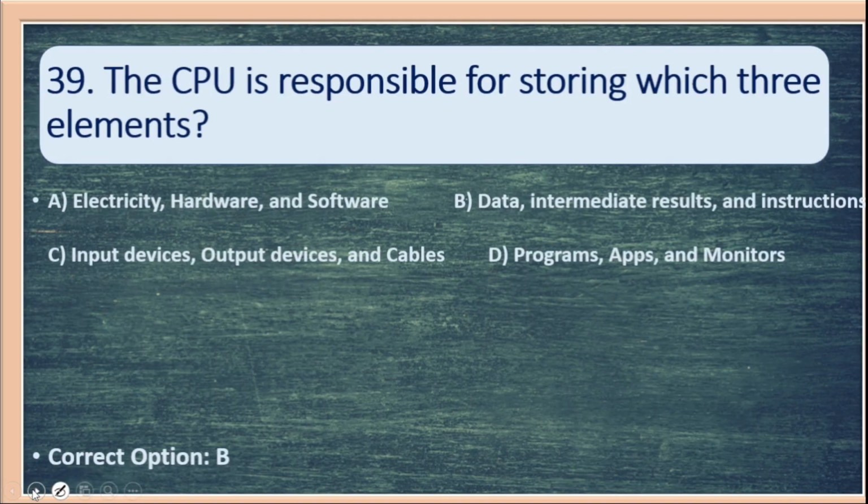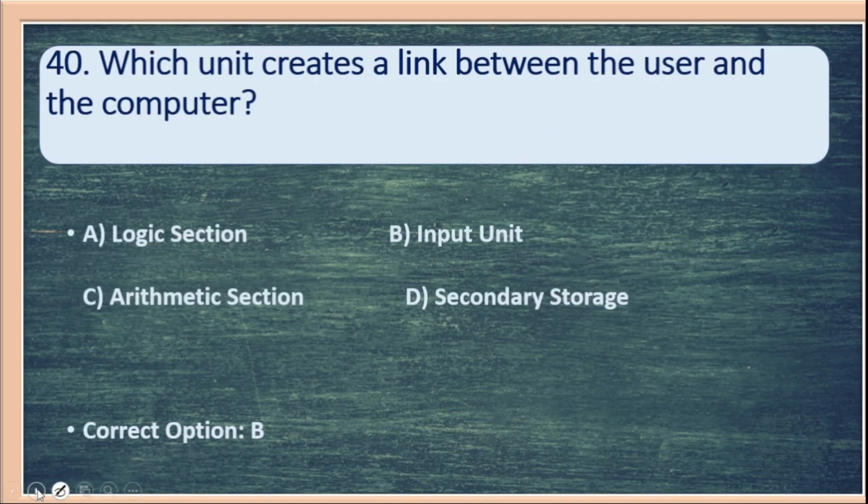The CPU is responsible for storing which three elements? Electricity, hardware and software; data, intermediate result and instruction; input device, output device and cables; program, app and monitor. Answer is B. Which unit creates a link between the user and the computer? Logic section, input unit, arithmetic section, secondary storage. Answer is B, input unit.